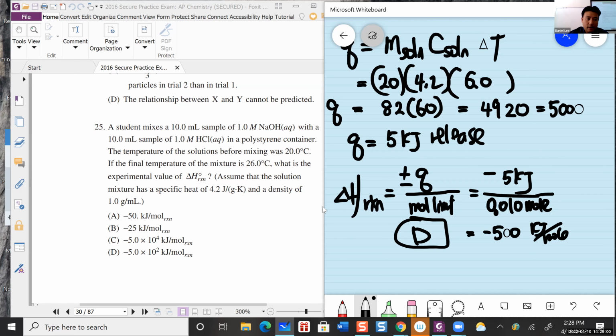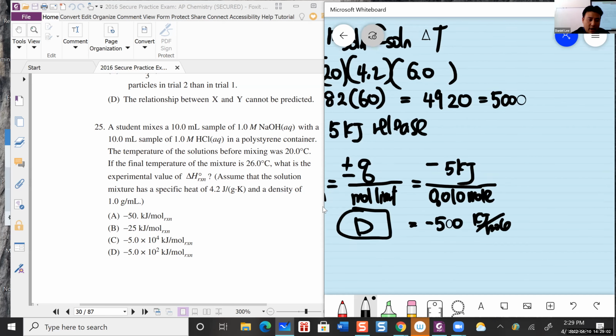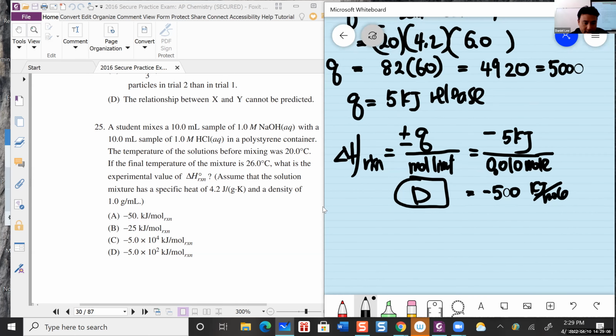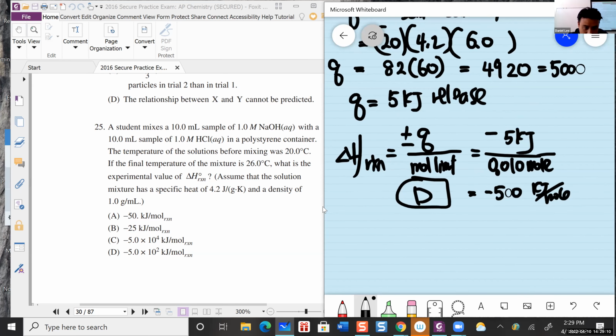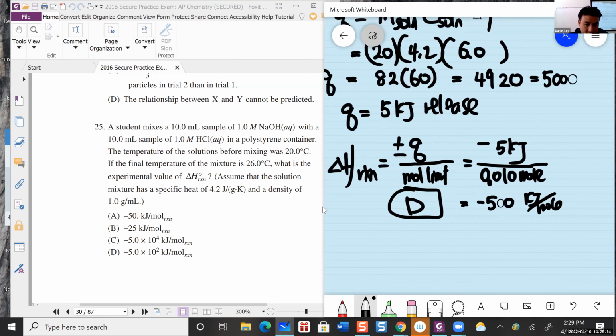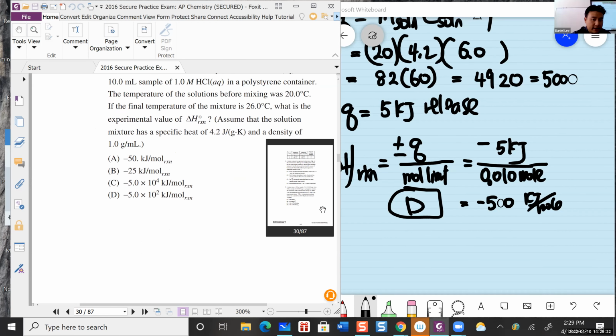Yes. Okay, answer key is wrong. Answer key says A, that's not right, yeah? I did not make a math mistake. Did I? No, yeah? It's 500 and it's negative. So the answer is D. Okay, good, I think the answer key is wrong here, yeah?